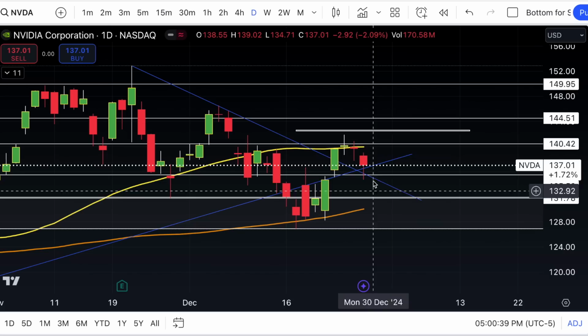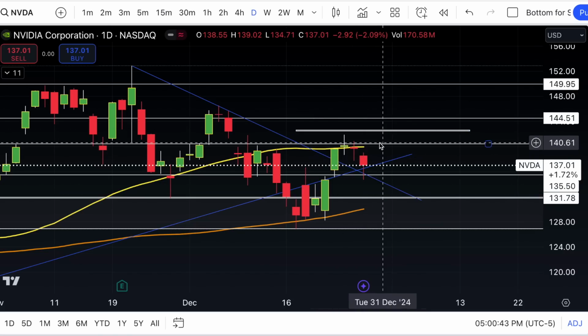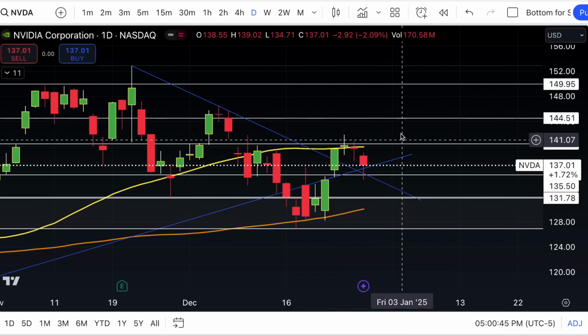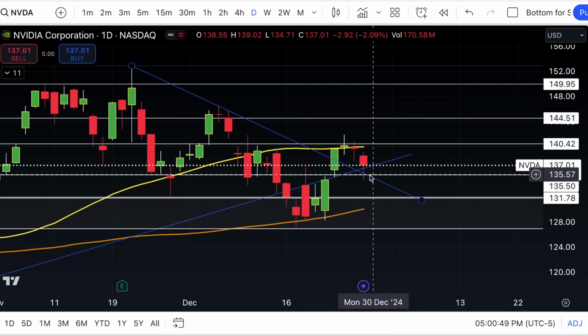And so if it breaks down, watch 131.80, right in there with that 100 moving average, which is going to be support for right now. But obviously, if we can break 140.42, 144.51 will probably come pretty quickly on Nvidia.